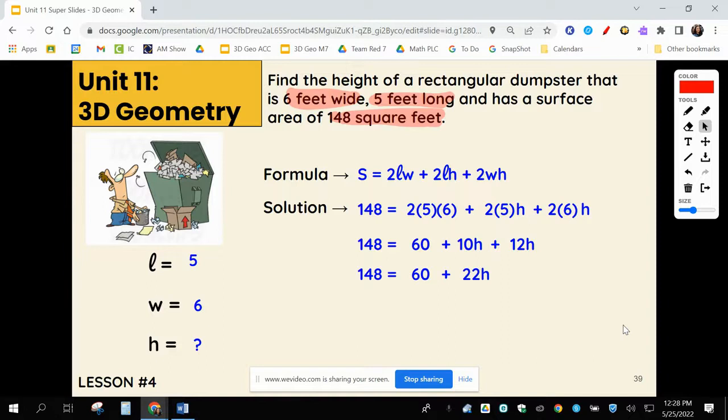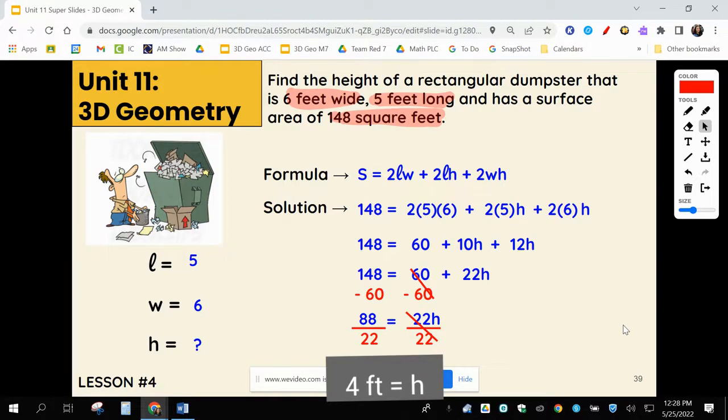Okay, to solve this equation, the first thing we have to do is subtract 60 from both sides. 148 minus 60 is 88. So I have 22H is equal to 88. The next thing we have to do is divide by 22 on both sides. H equals 4. And it's not 4 square feet because the surface area is the only thing that's square feet. If they're asking about the height, it's just feet. Just like the width was just feet and the length was just feet. The height is just 4 feet.